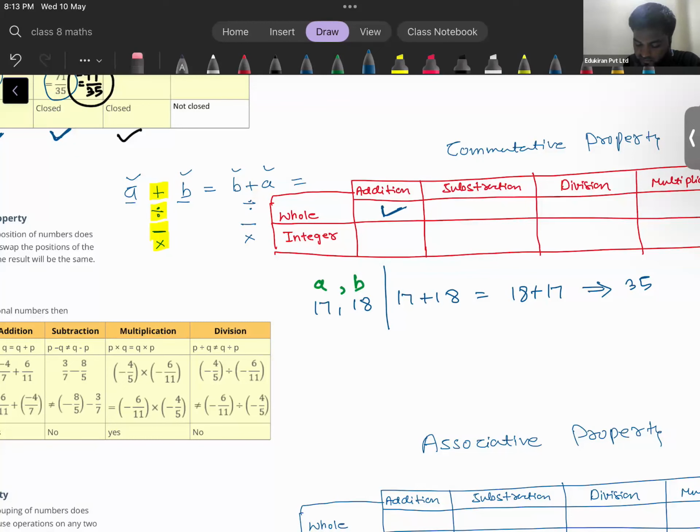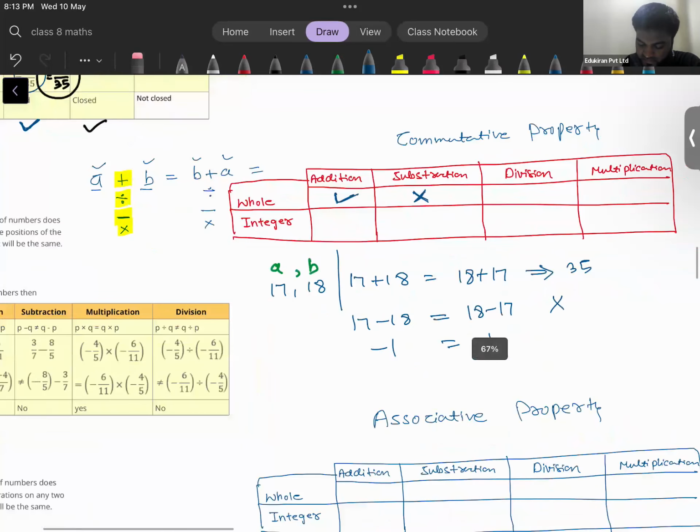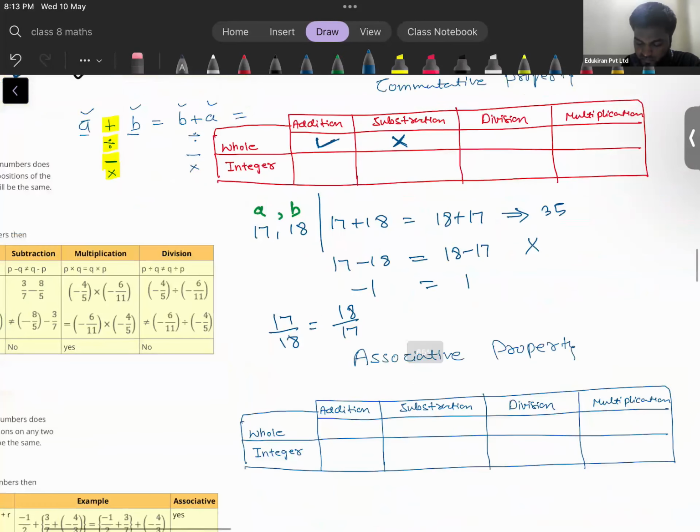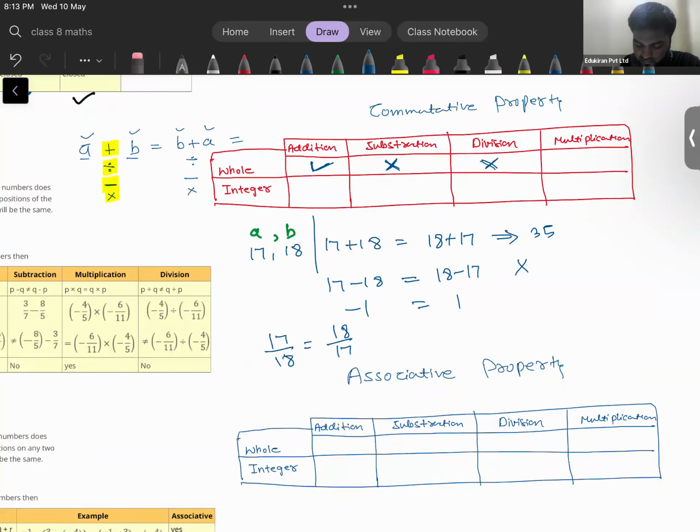What about subtraction? 17 minus 18, is it the same as 18 minus 17? No, it's not, because minus 1 is not the same as 1. So it is not following the commutative property. What about division? Is 17 upon 18 the same as 18 upon 17? No, obviously not, right?